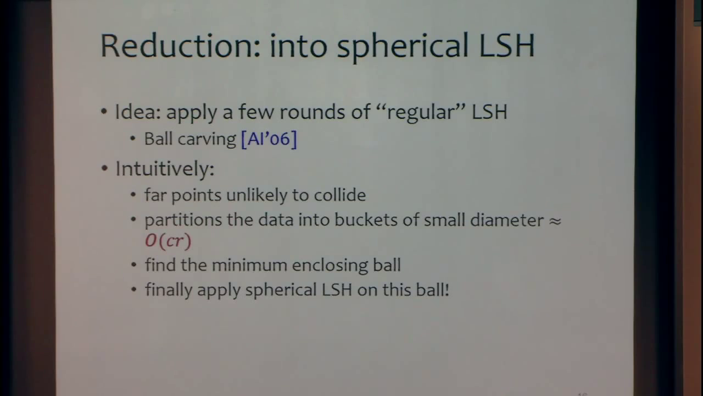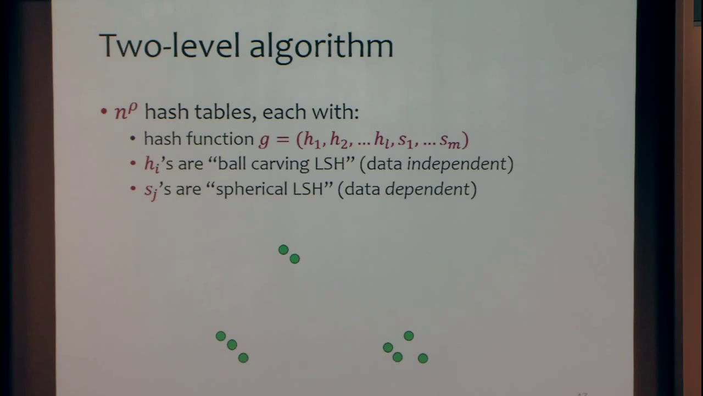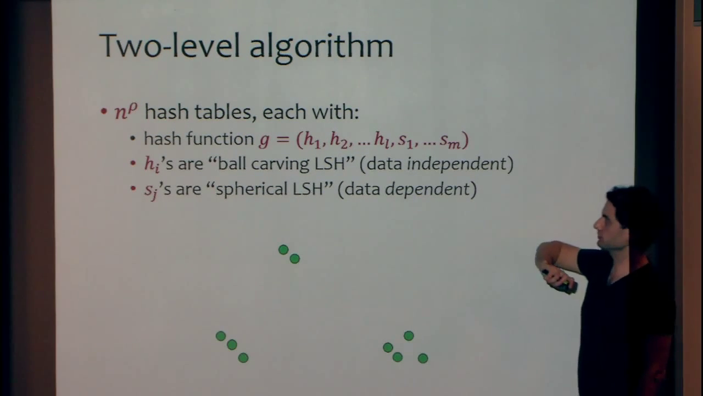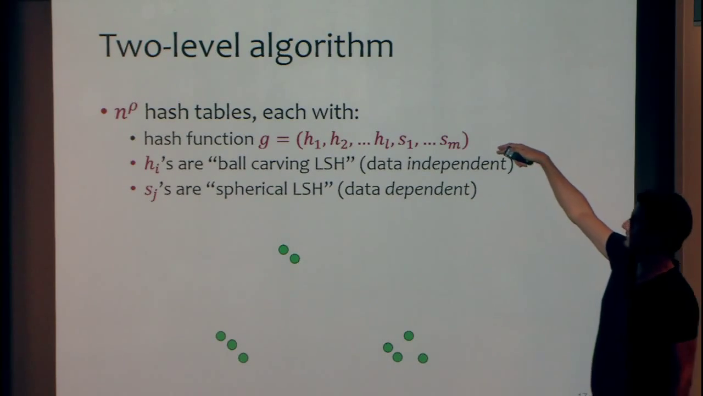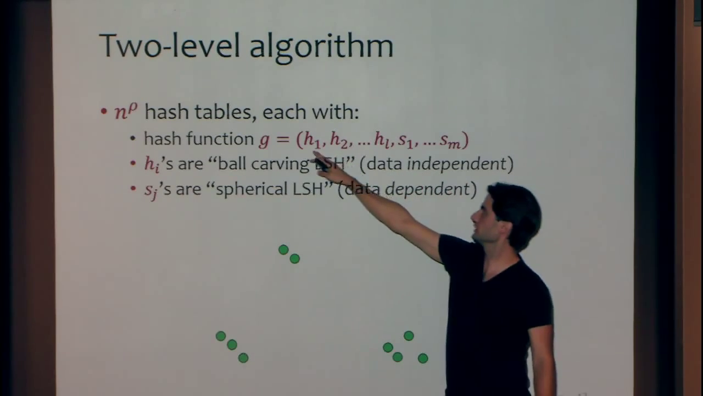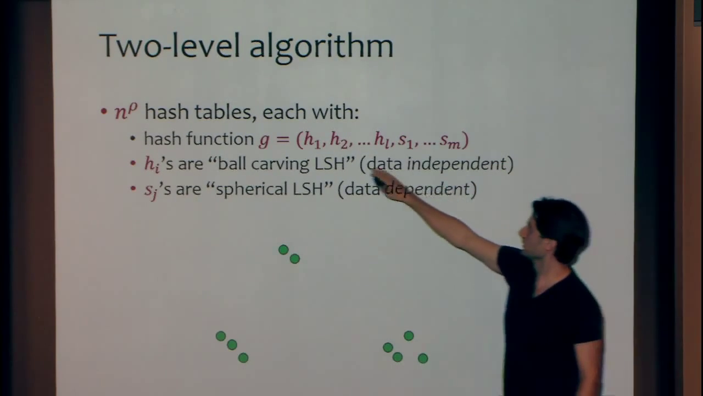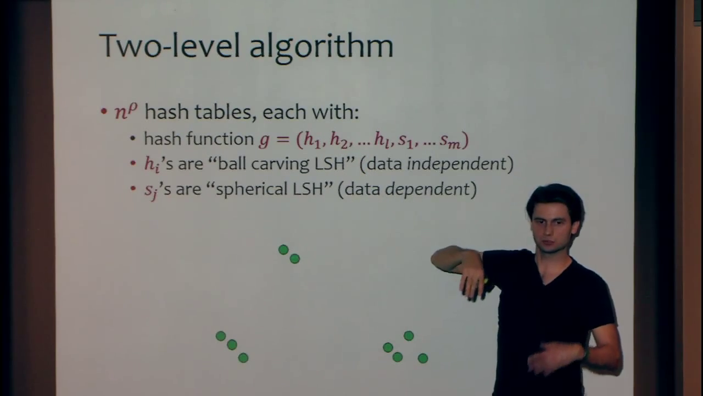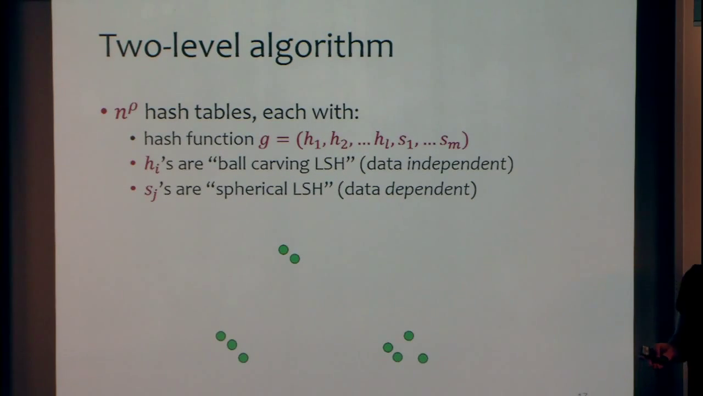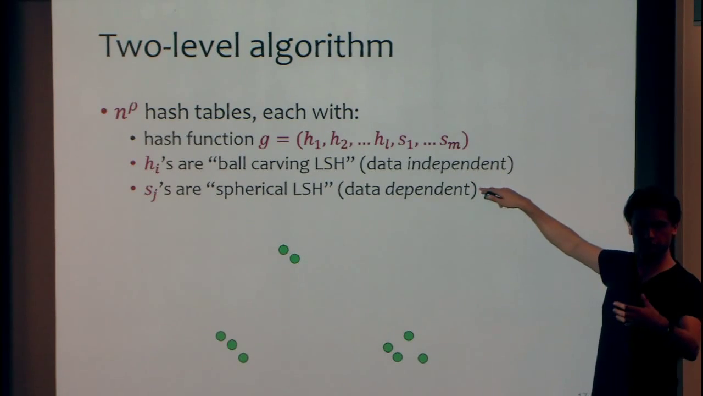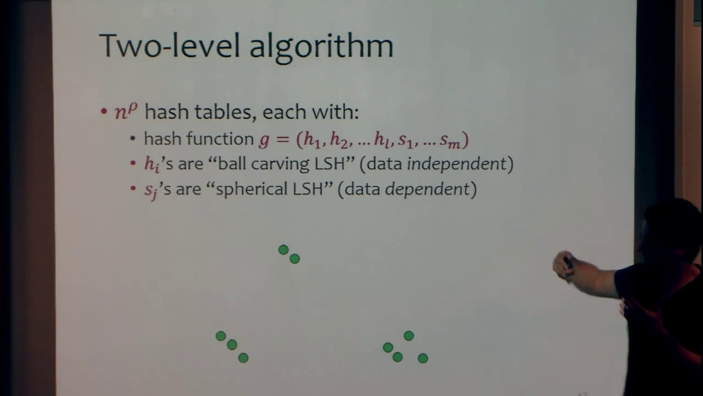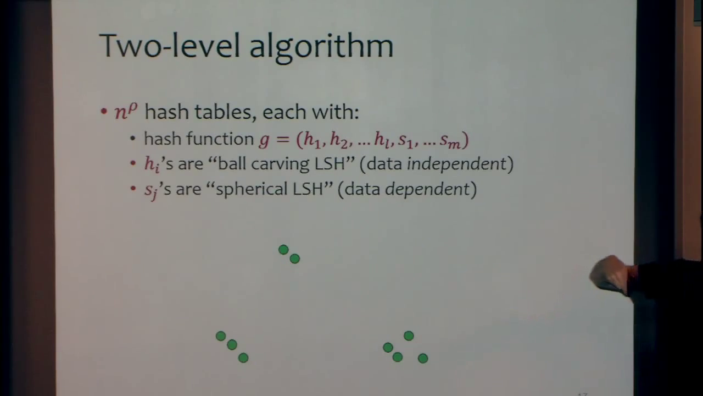this spherical locality-sensitive hashing. Okay, so just pictorially, to describe how the algorithm looks: we again will have essentially n to the power rho hash tables, each with a hash function, but the hash function will not be just a concatenation of data-independent hash functions, however many were needed. Now we'll have a prefix, which will be some space partitioning that is data independent, and essentially exhibits some kind of structure from our data. And after we have reduced the data to some more structure, we apply the spherical LSH, which gives us a better exponent.